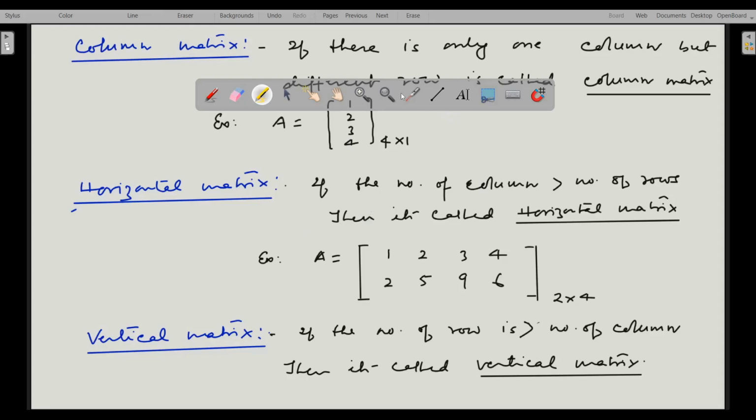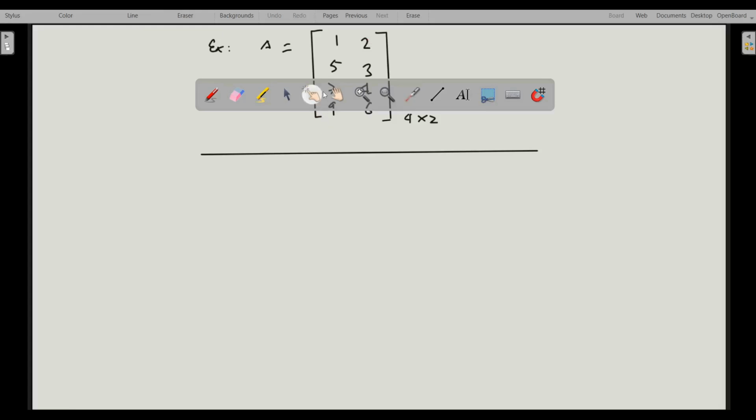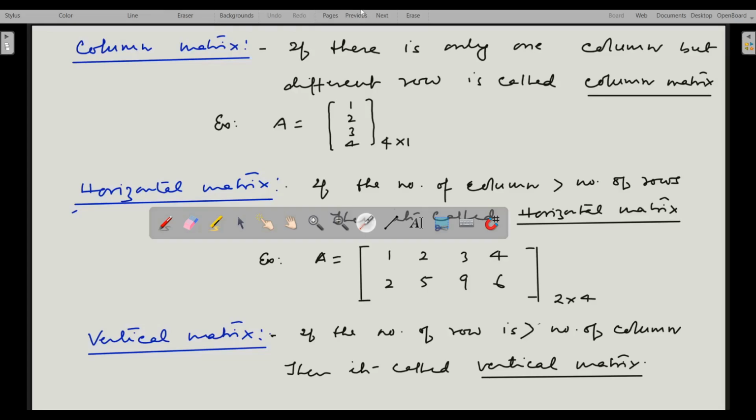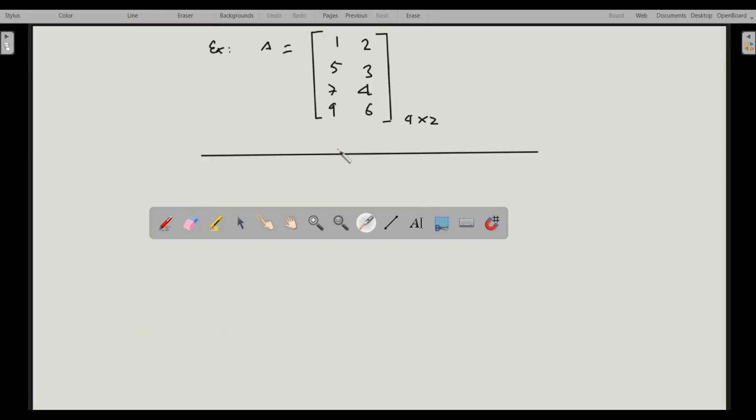Now we have the vertical matrix. If the number of rows is greater than the number of columns, then it is called a vertical matrix. Let us have a look. Number of rows is greater than number of columns. You can see 1 2 3 4 rows, 4 rows, but what is the number of columns? Only 2 columns are there. The number of rows is greater and the number of columns is less.